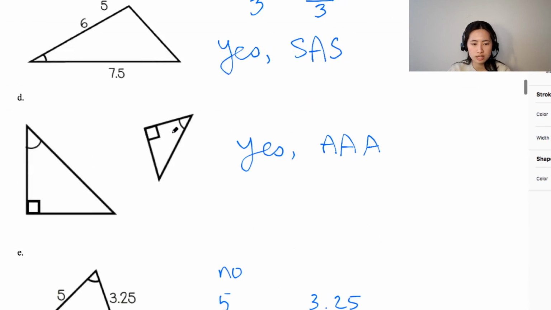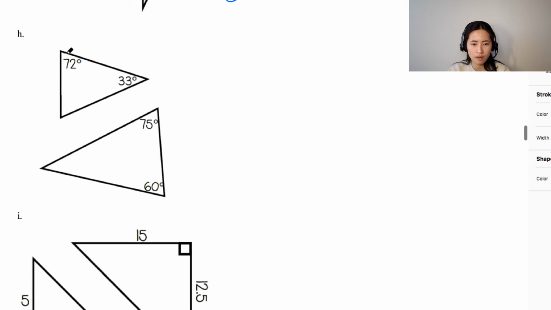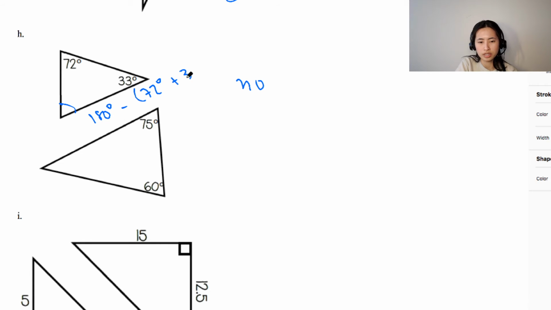So once you start seeing that the two angles right here, this is 72 and this is 75, and this is 33 and this is 60, well, you're not supposed to be proportional. It needs to be congruent. It needs to be exactly the same. So that's why this is a no. Even if you look for the third angle, let's say we want to look for this third angle, it would be 180 minus 72 plus 33 degrees.